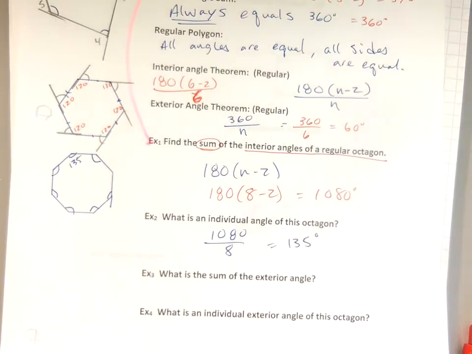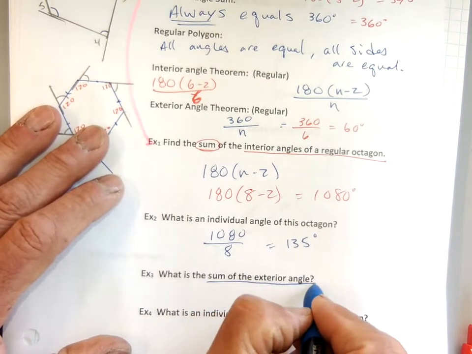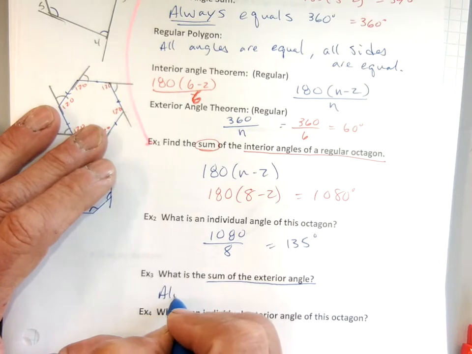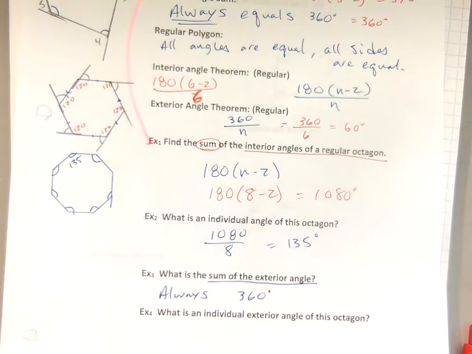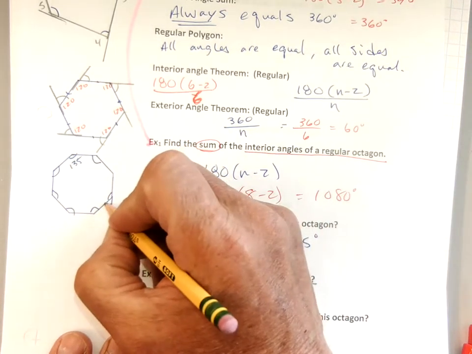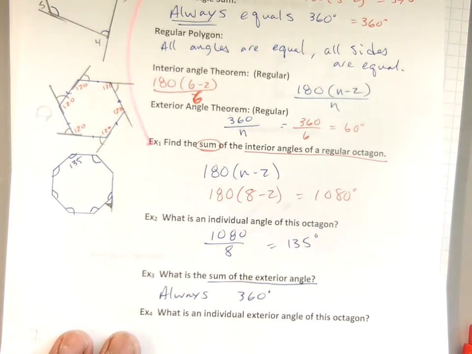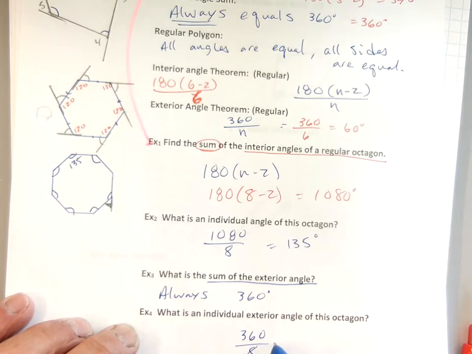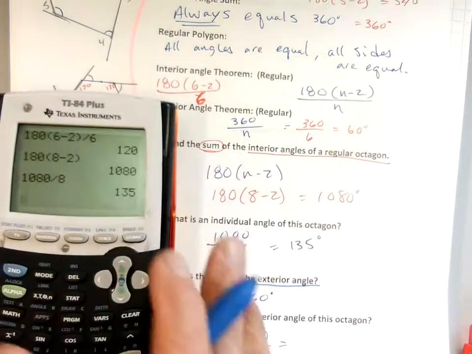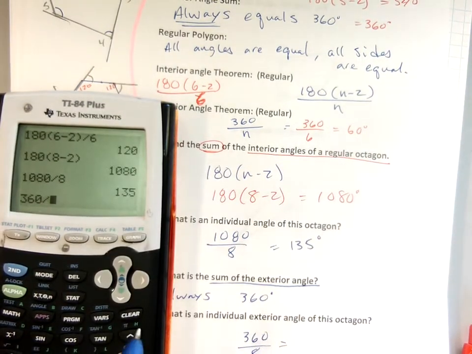Now example 3 is the easiest of all. What is the sum of the exterior angles? Always. Doesn't matter what the figure is, always 360. There's no formula. If you're looking for the sum of the exterior angles, it's always 360 degrees. But if it is regular, I can get one of those. If I want one of those, divide by 8. 360 divided by 8, because I've got 8 of them. 360 divided by 8 is 45. Why do I need to count? It's 45.